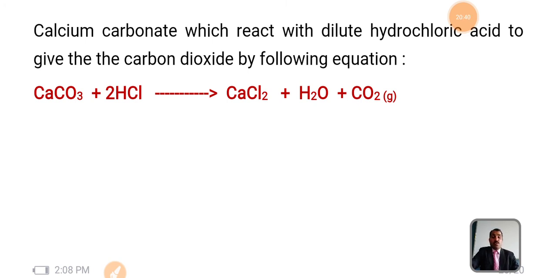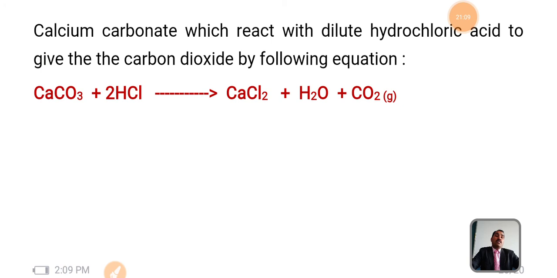And dear students, you should know that this produced carbon dioxide is acidic in nature, because when you bring a moist blue litmus paper to the mouth of the container from where this carbon dioxide gas is evolved, that blue litmus paper will turn red, which shows the acidic nature of carbon dioxide.